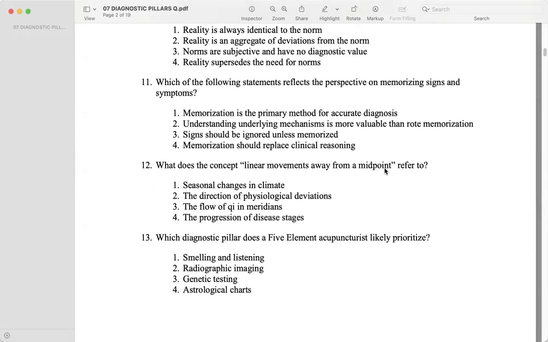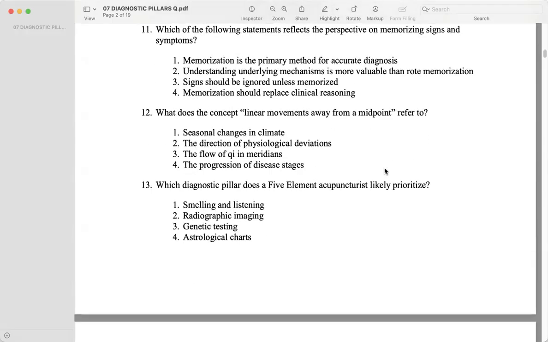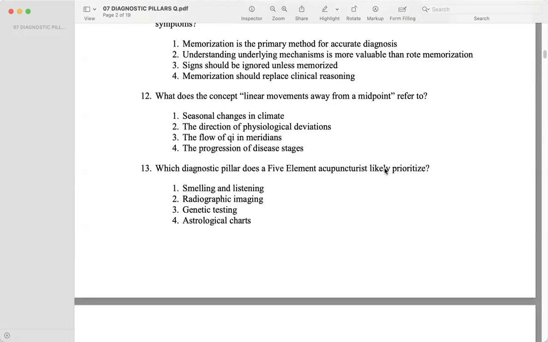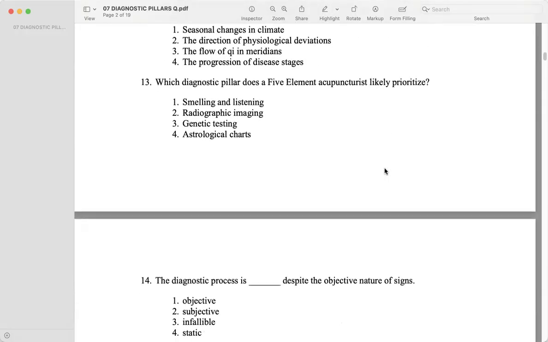Which of the following statements reflects the perspective on memorizing signs and symptoms? Understanding underlying mechanisms is more valuable than rote memorization. Yes, understanding is more valuable. What does the concept linear movements away from a midpoint refer to? Direction of physiological deviations. Which diagnostic pillar does a 5-element acupuncturist likely prioritize?